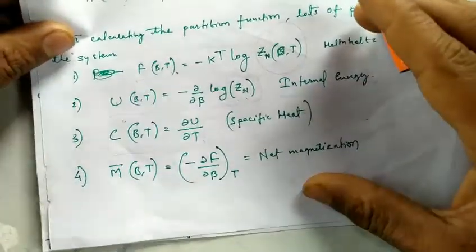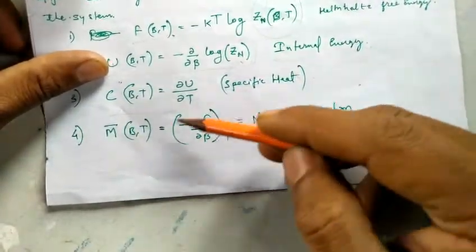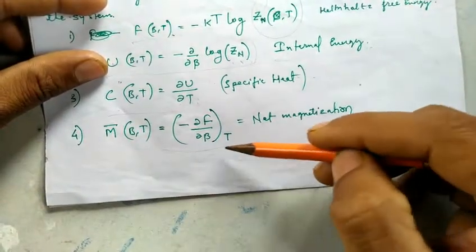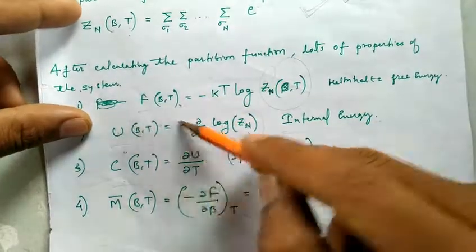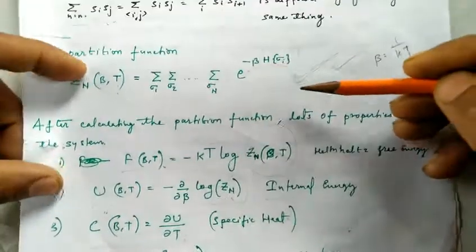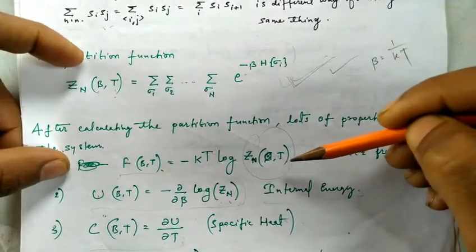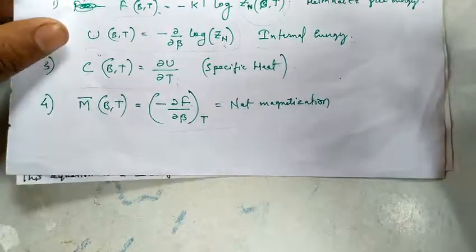Now if you want to calculate the net magnetization, you have to use this formula. In this formula we are using the free energy, and this free energy further comes from this formula, which further depends on the partition function. So you will again need this basic equation to calculate your free energy, and then you can calculate the net magnetization.